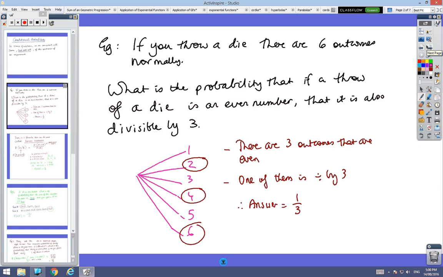If you throw a die, there are normally 6 outcomes, 1, 2, 3, 4, 5, 6, which I've shown in the tree diagram. What is the probability that if you throw a die and it's an even number, it's also divisible by 3? So what's the probability that a number is divisible by 3 given that you start with an even number? There are 3 even numbers, 2, 4, 6, and only one of them is divisible by 3. So of these 3 outcomes, one of them is the right answer. Instead of having a different answer, it's just the condition that restricts the outcomes to 2, 4, 6, and the answer is 1/3. Okay, so let's have a look at the next page.